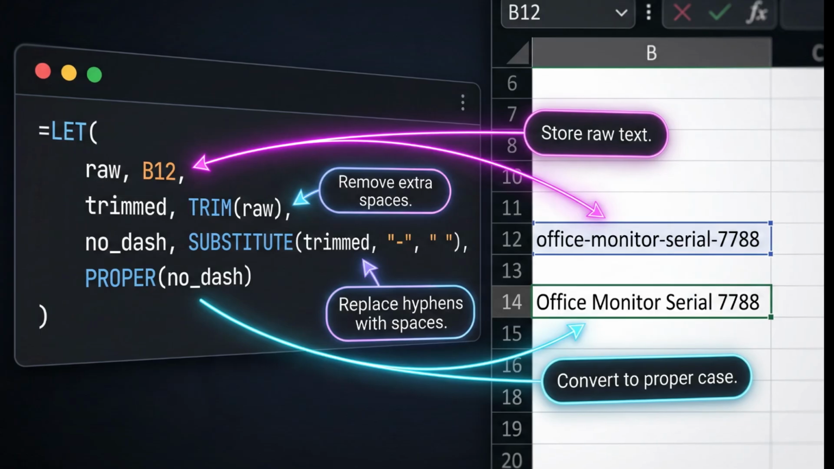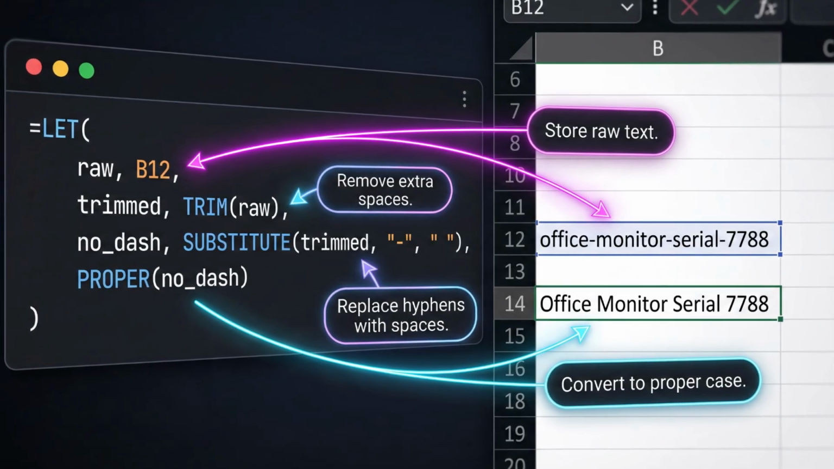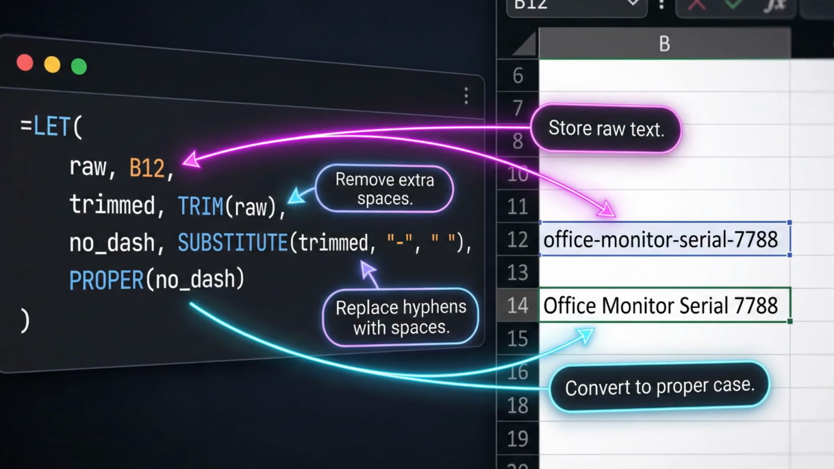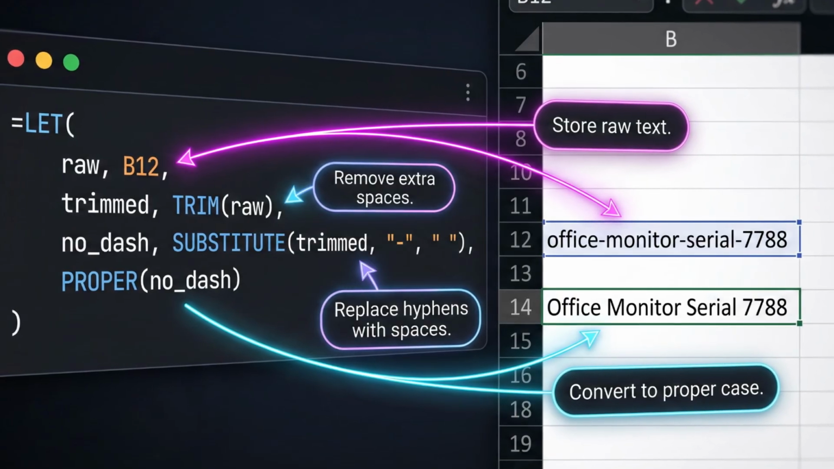7788. This demonstration shows that LET is not limited to numeric calculations. It is also powerful for text transformation and data cleaning. LET allows you to build multi-step cleaning logic inside a single formula.